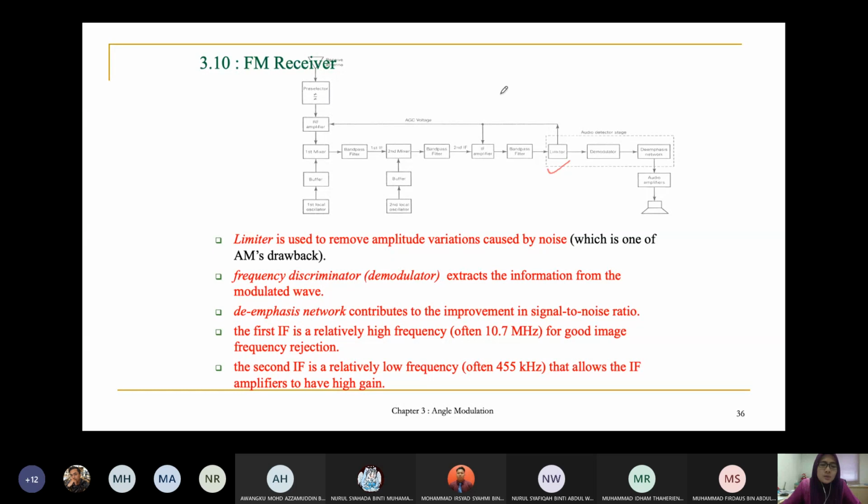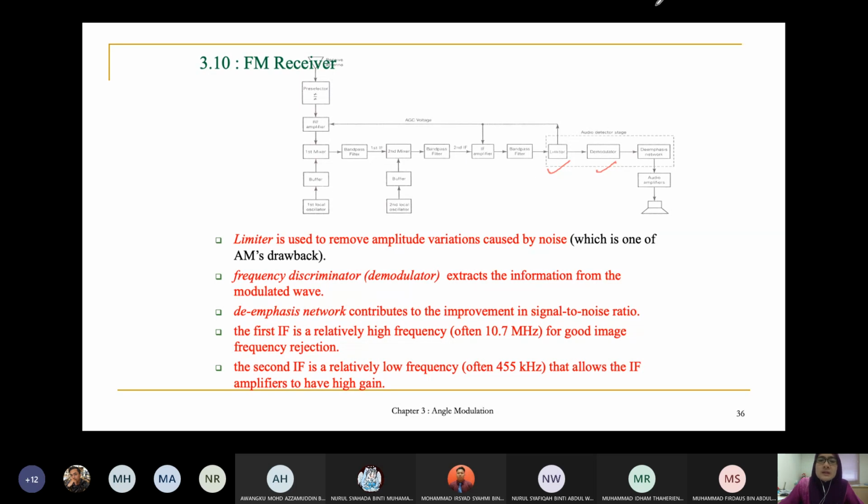And the second one, we have the frequency discriminator or the demodulator. The function is the same as in the previous lecture. The function of the demodulator is to extract back the information from the modulated wave, to get back the original signal. After the demodulator, you have the de-emphasis network, which contributes to the improvement in the signal to noise ratio.